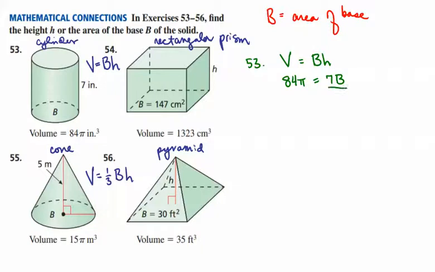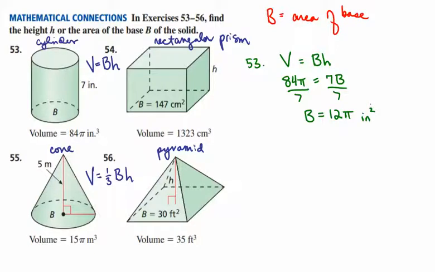And to solve that, we'd only have to divide both sides by 7. And we would end up with B is equal to 12 pi. It's very important to note that the pi doesn't cancel out. We divide 84 by 7 and we get 12, and pi is still there. So the area would be 12 pi inches squared.